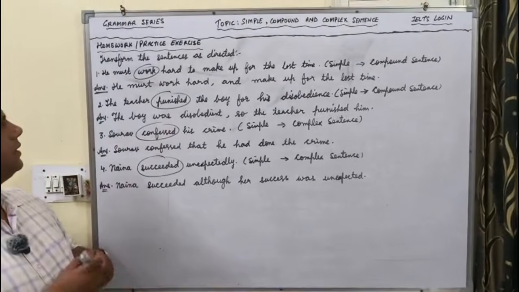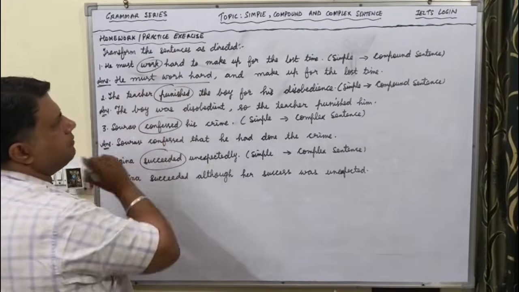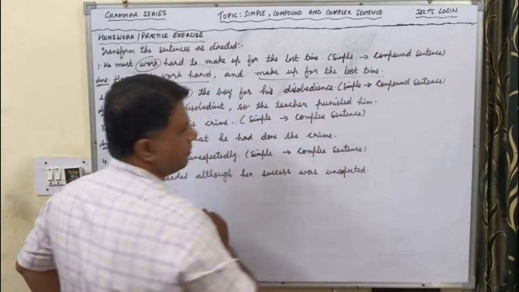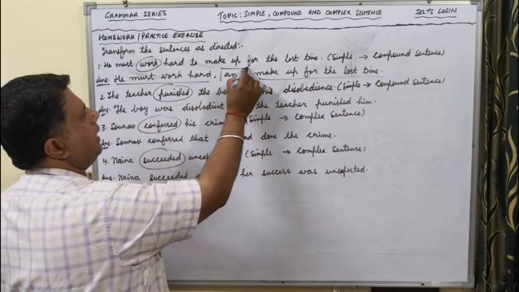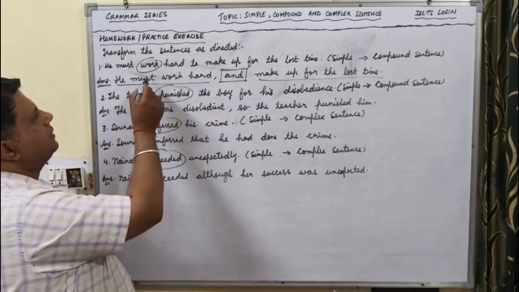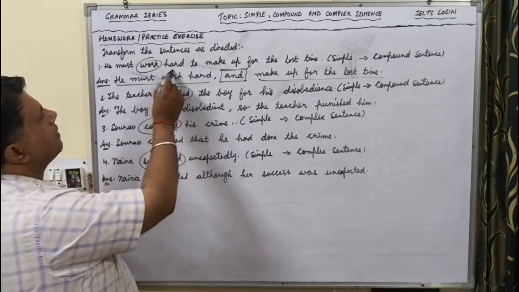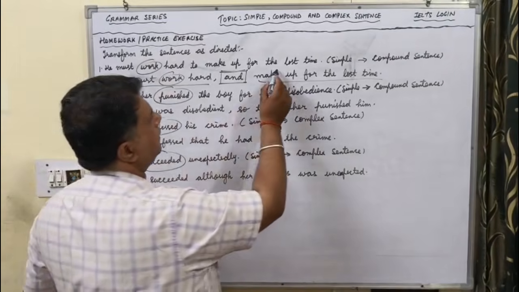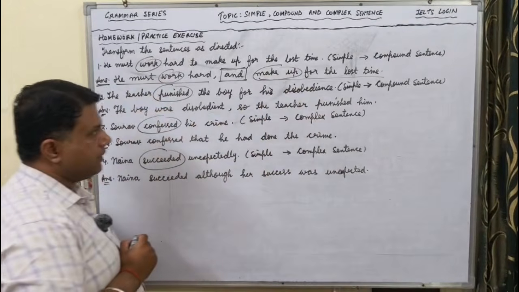So first sentence: he must work hard. This is one independent clause, and make up for the lost time, another independent clause, and is the coordinating conjunction. This is a compound sentence. Work is tense element, and make up is the tense element.